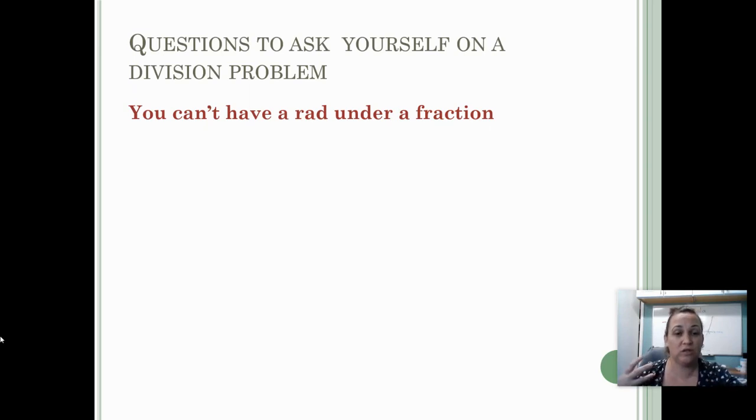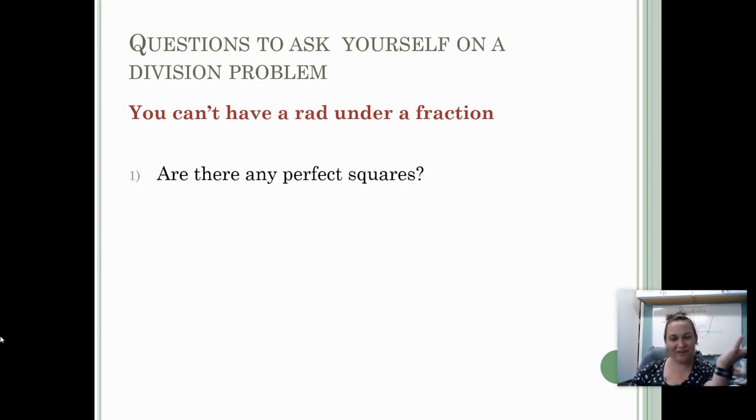So to help us get to the answer in the most streamlined way possible, we're going to ask ourselves 4 questions. So the first question is, do I see any perfect squares in this problem? If you see a perfect square, you can square root it right away, right? Like if I see the square root of 64, I'm like, oh, I know that. That's 8. So if you see any perfect squares, go ahead and square root those right away.